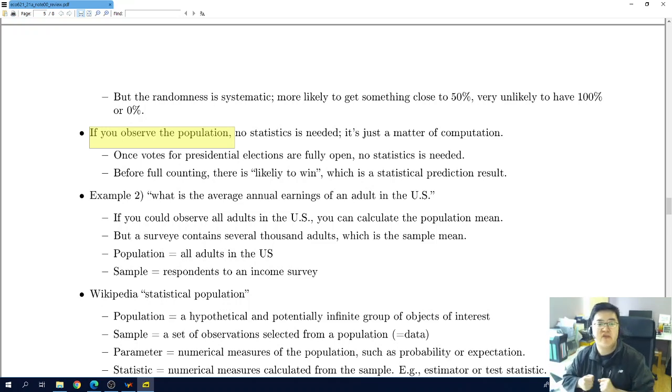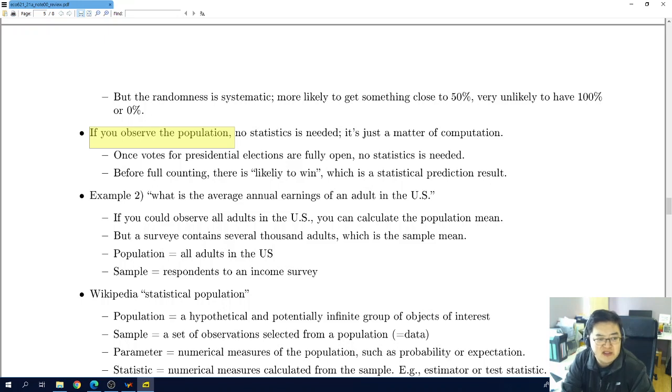It's just a matter of computation, right? So for example, presidential election is a perfect example. There are some jobs for statisticians. Statisticians have to predict the result of a presidential election. They work really hard. They do many polls. They compare results a lot, and they try to sample the voters more carefully.